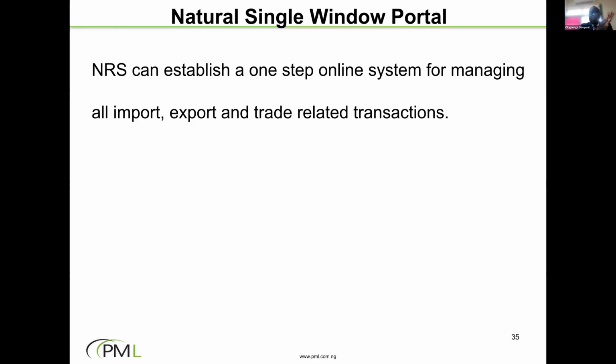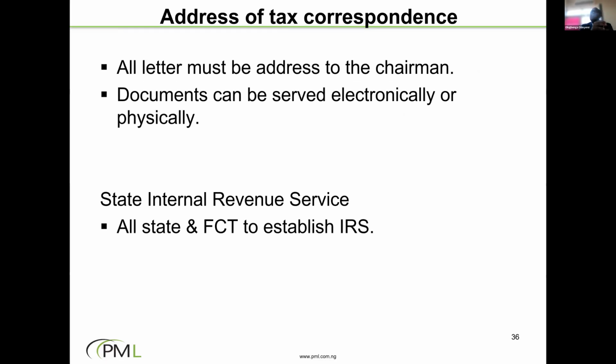When you need to write a letter to the authority, the law says that all letters must be addressed to the chairman. Documents can be served electronically. At the state level, the states and FCT must establish what they call an Internal Revenue Service, and we know that all the states have Internal Revenue Services. So when you have to send documents to them, you can send them electronically depending on the capacity of that state, or you can address the letter to them.